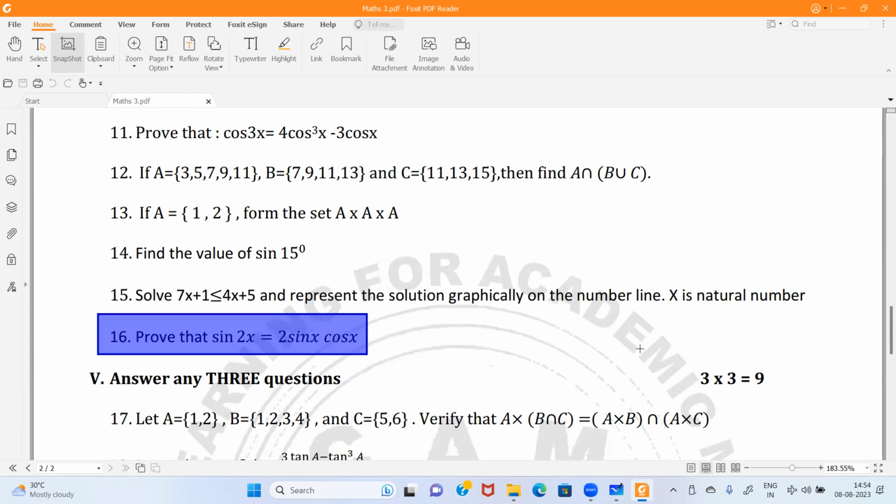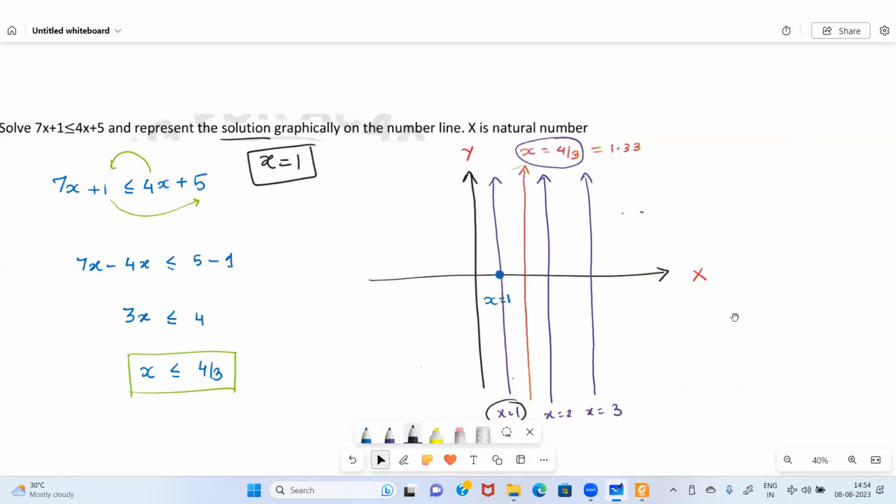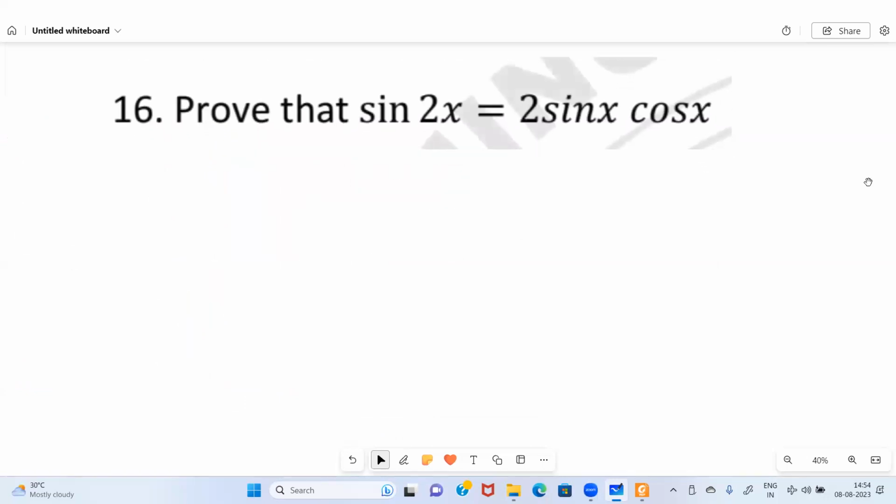Let's do question number 16 now. Prove that sine 2x is equal to 2 sine x cos x. Students, we can start with the formula that we know for sine x plus y. What is sine x plus y? Sine x cos y plus cos x sine y.